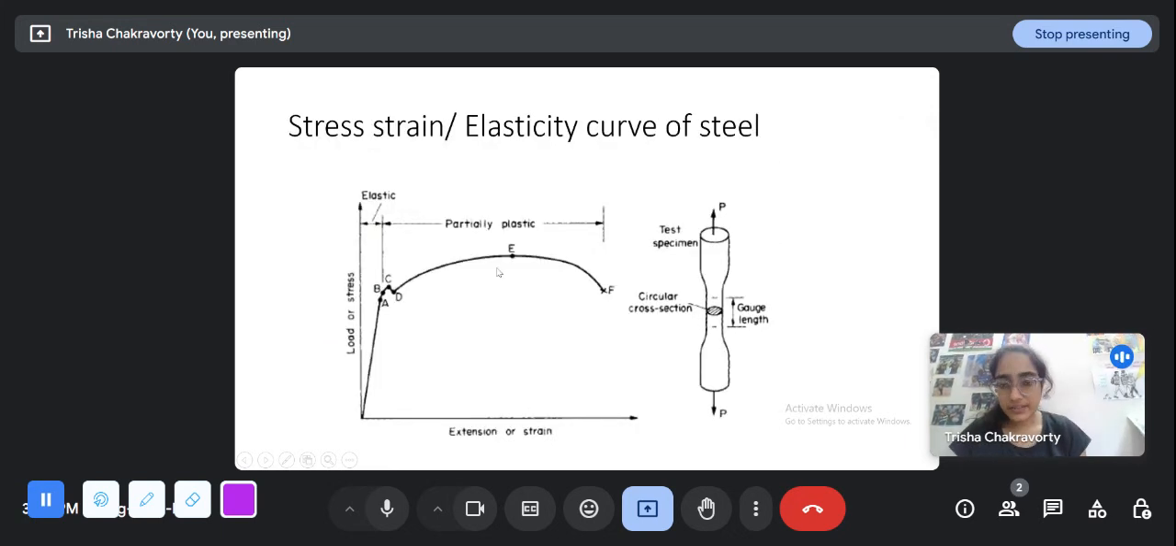Now we look at the stress strain or the elasticity curve of steel. So this is how the stress strain curve looks, and this is the yield point. After that, there is so much strain. After the yield point, this much strain, the steel will deform before it actually fails. So this part is what makes it ductile. If it just fractured somewhere around here, it would be a brittle material like we see for concrete.